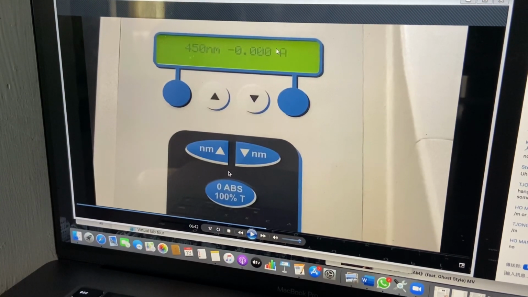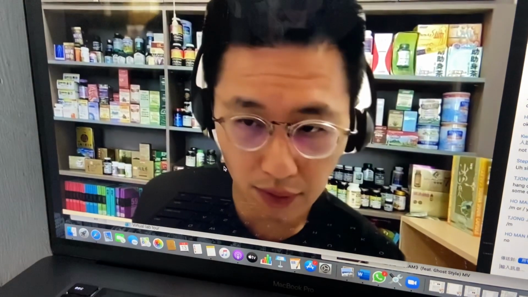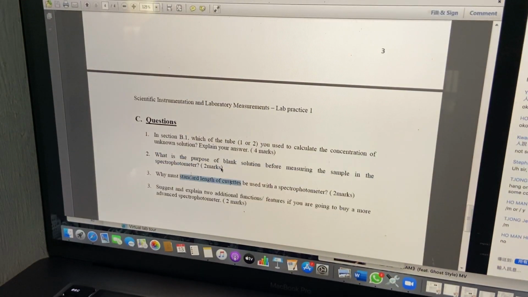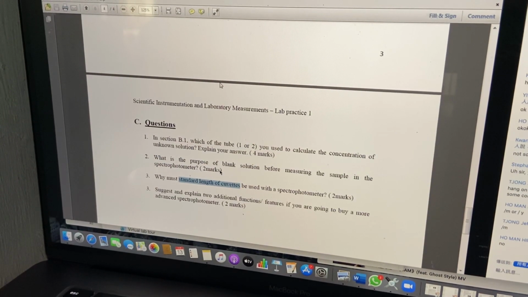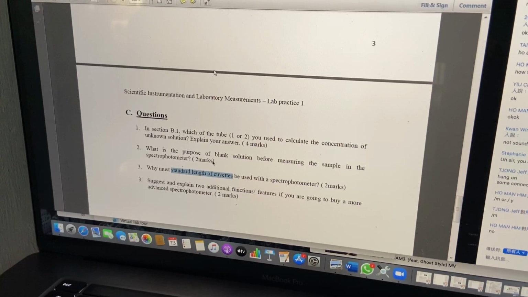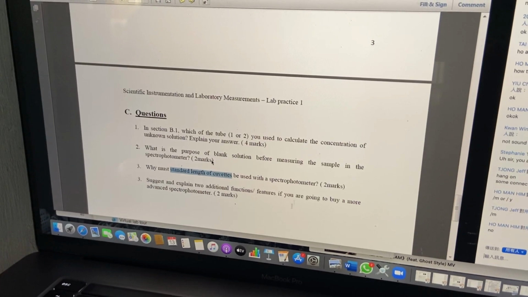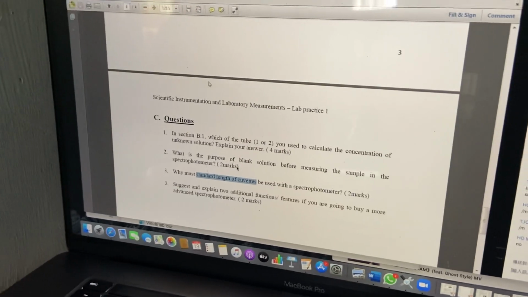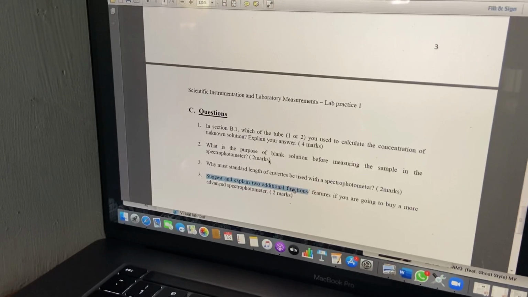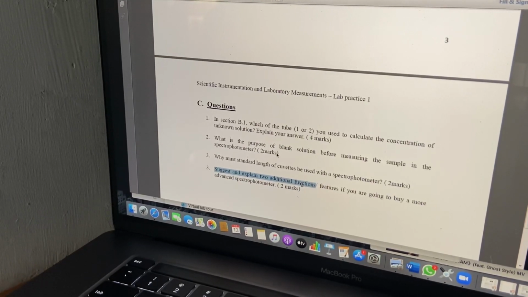So why do we need to do this step? So this is question 2. Question 3, the path length. Why is the cuvette 1 cm in path length? All the cuvettes from tube 1, tube 2, tube 3, tube 4, 5, we use a standardized path length. And why must we? And the final question is, after you make your suggestion, you need to explain it.